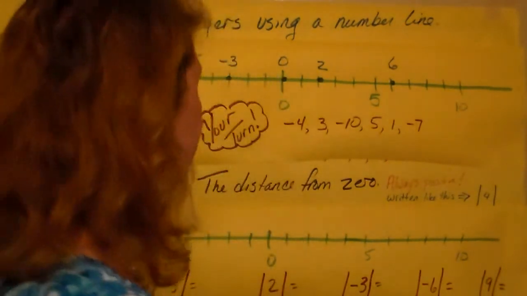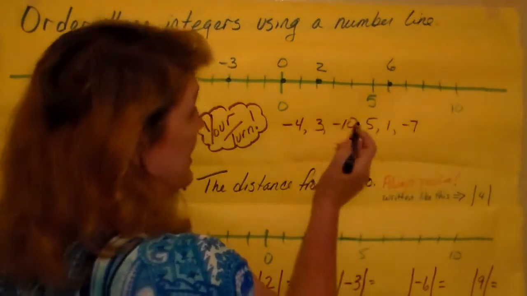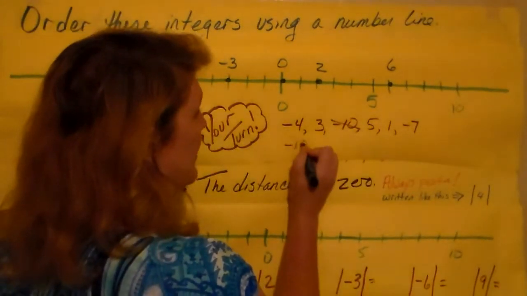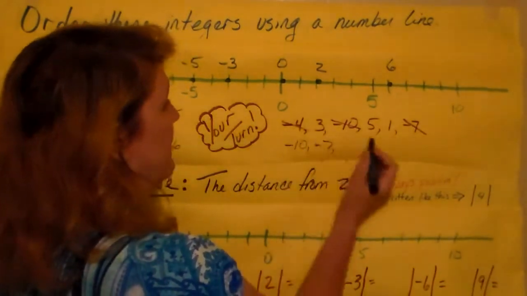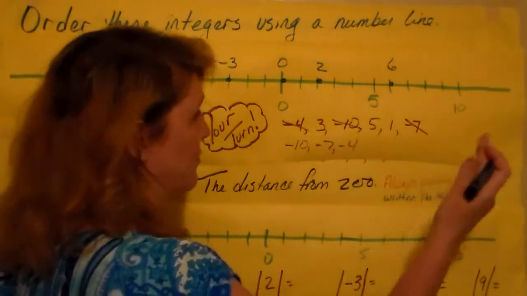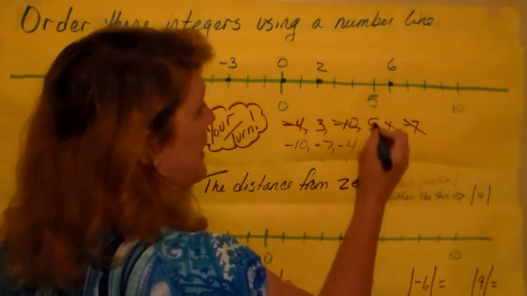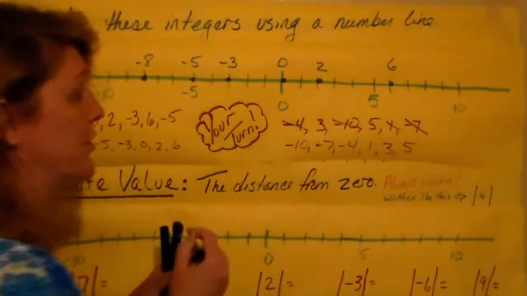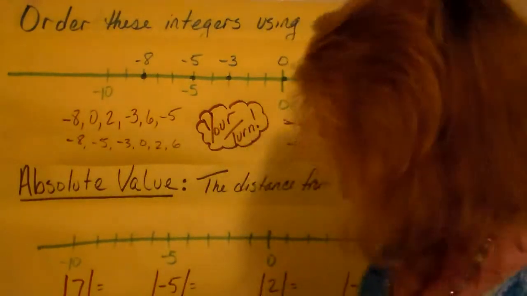Okay? So we're going to look for the largest negative digits, and that's going to be -10. The next number is -7, and then we have -4, and now we just have positive numbers left, so we're going to go from least to greatest. We've got a 1, a 3, and a 5, and there are all our numbers in order from least to greatest. You good with that?